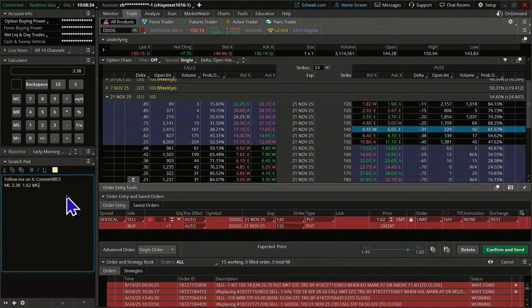Now, the tool I'm going to show you here is really helpful for those of you that are visual learners and like to conceptualize things visually.